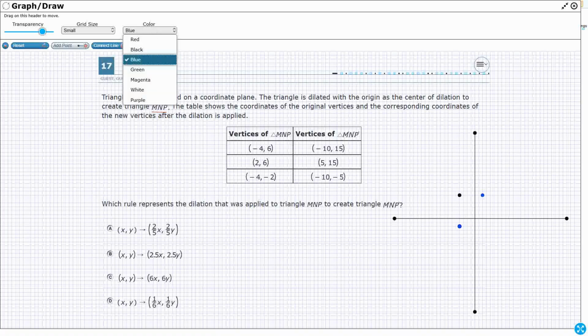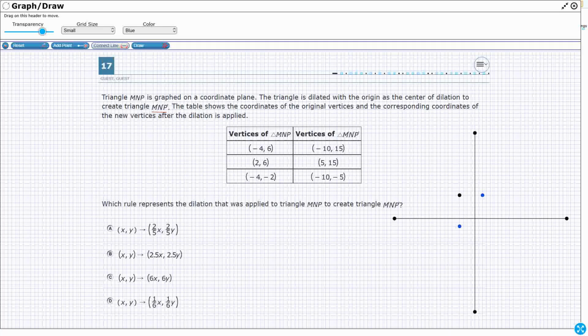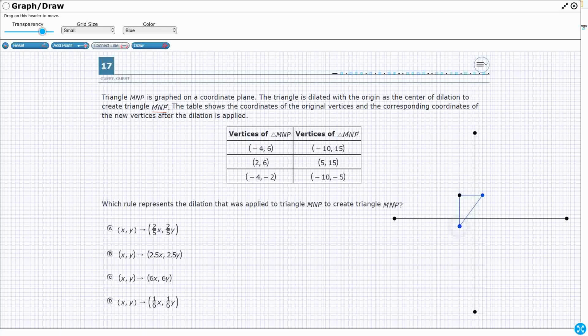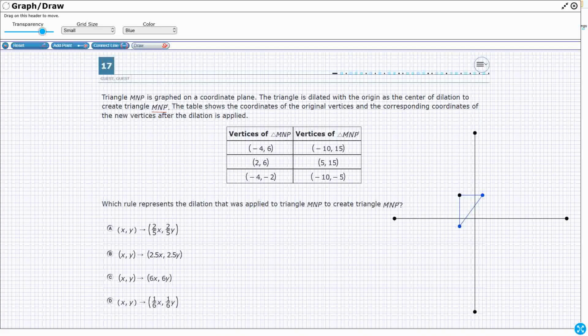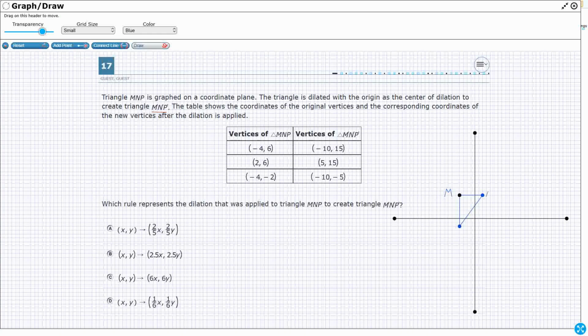And let's connect these lines here. So I've got this, and I've got this, and I've got this. All right, so that is my triangle MNP. I'll just call this MNP. Now, what happens to M prime, N prime, P prime? We'll take a look. It's going to get a lot bigger.